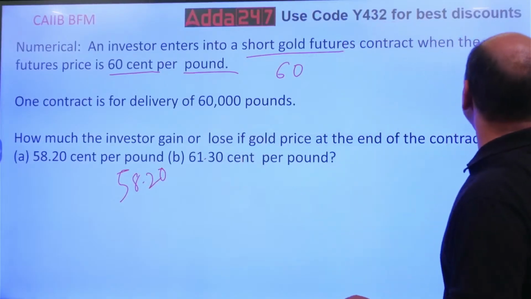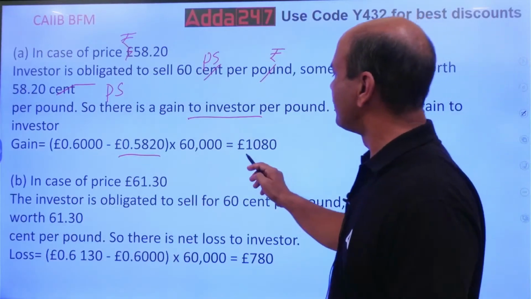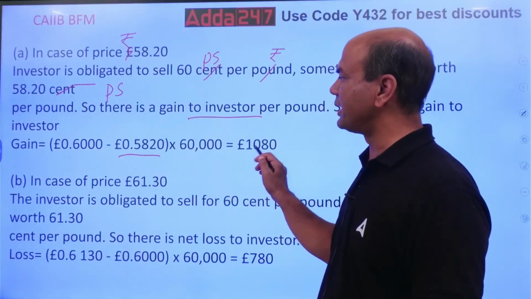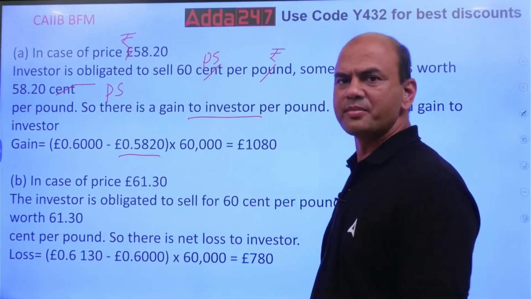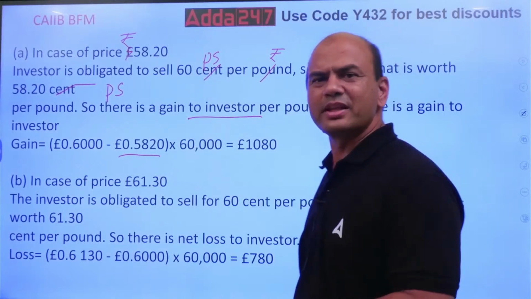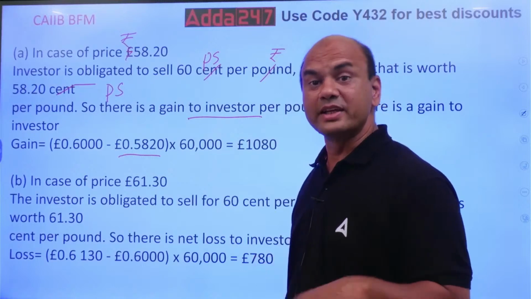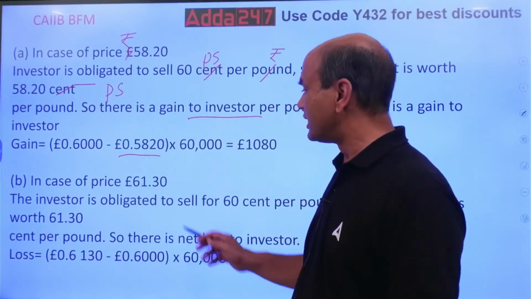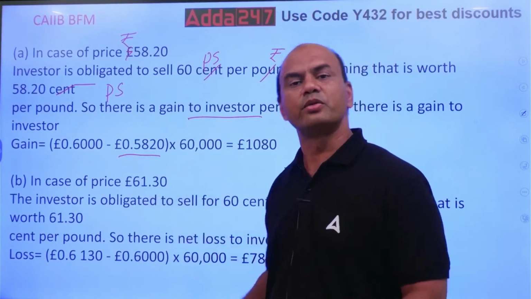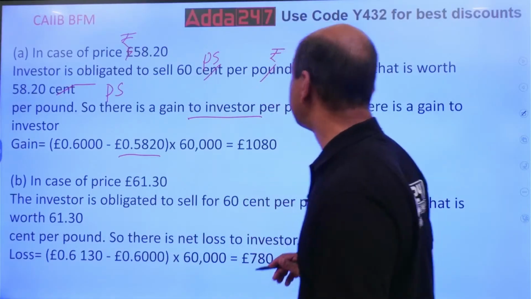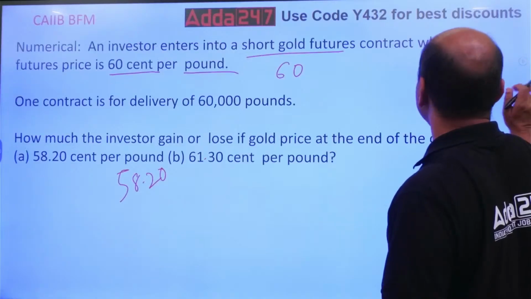Just see this multiplication: 1.80 multiplied gives 1080, the same answer. So it's a simple calculation: at what rate I have sold and at what rate I am purchasing. Now the second case is also a similar one. Now the price is 61.3. I have sold at 60. I have shorted. It's given as short.